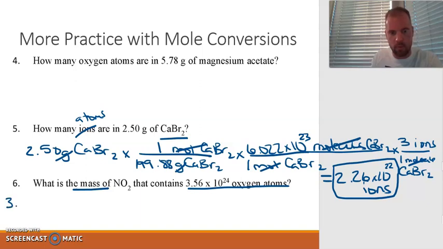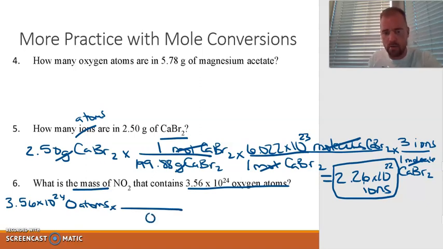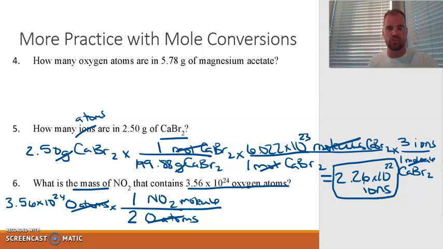So we're going to have 3.56 times 10 to the 24th oxygen atoms. That's what we're starting out with. All right. Well, I want to get out of oxygen atoms because that's not what my problem's asking about. I want to get into nitrogen dioxide molecules. And I know for every 1 molecule, there's going to be 2 oxygen atoms. So you see how I got from oxygen atoms specifically into the whole molecule that the question's asking about. It's asking to ultimately solve for nitrogen dioxide. So I've made that switch. So now I'm in molecules of nitrogen dioxide.